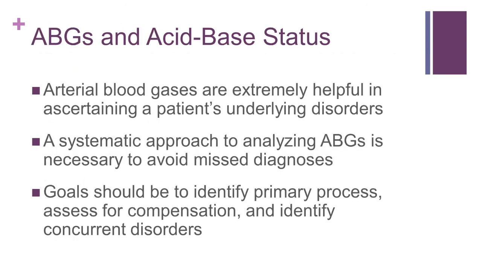In summary, ABGs are extremely helpful in determining a patient's underlying physiologic process. It is necessary to have a systematic approach to interpreting ABGs to ensure accurate diagnosis. The goals of your assessment should be to identify the primary process, assess for appropriate compensation, and identify concurrent disorders.